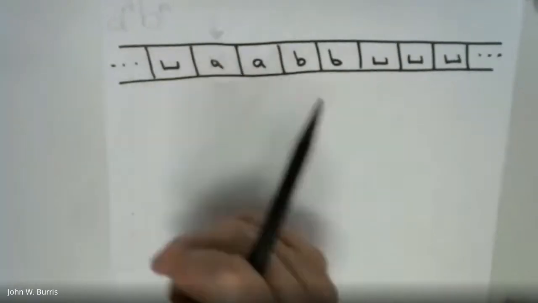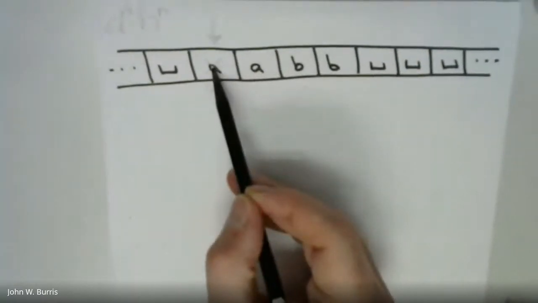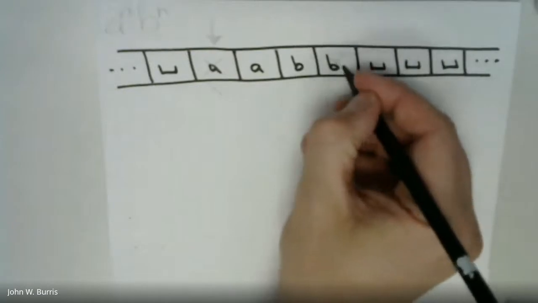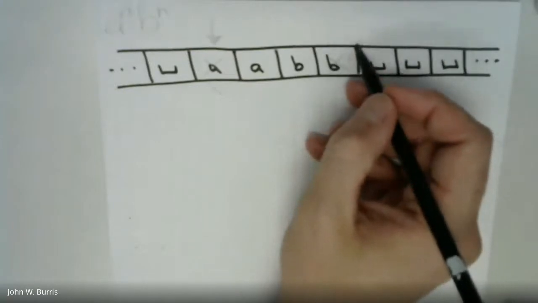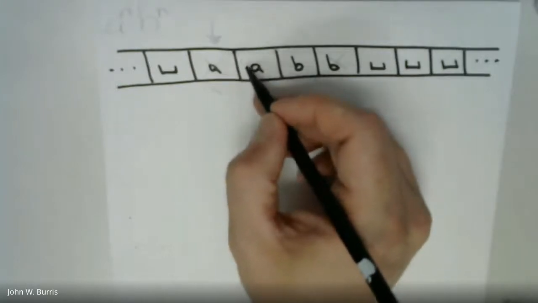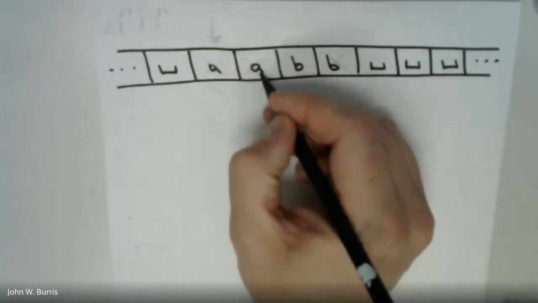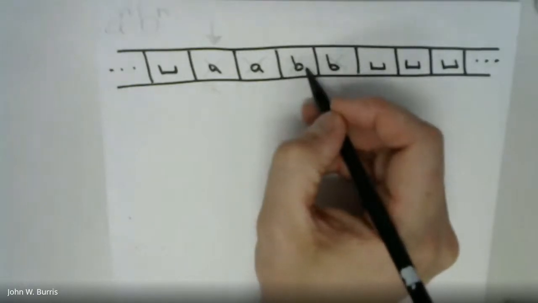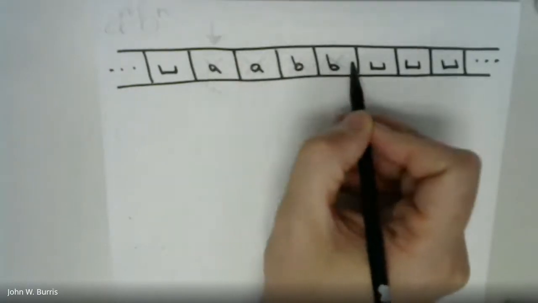And as soon as I mark an X for that A, I go all the way to the end of the string, and I mark out the last B. And then I go all the way back to our X, and then I mark out this A. And I go all the way back to B. And when I've got all X's, I accept.